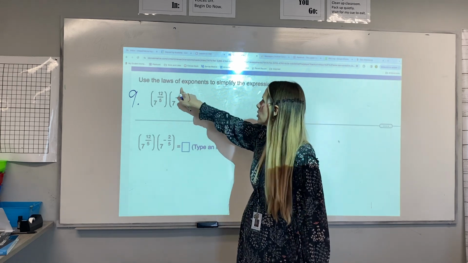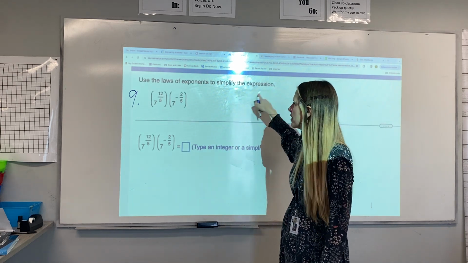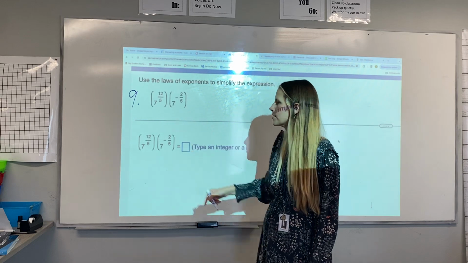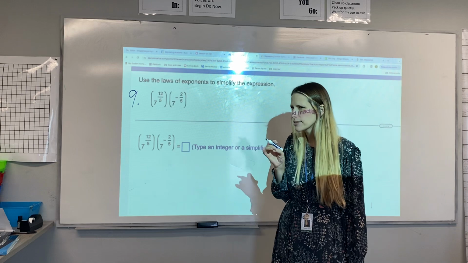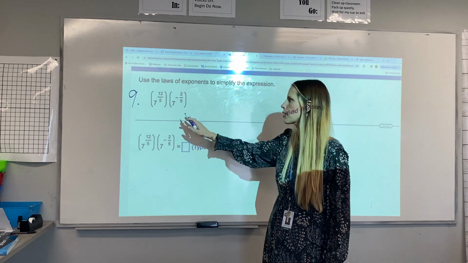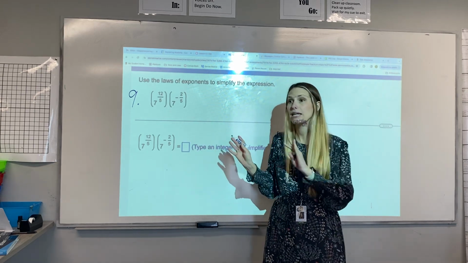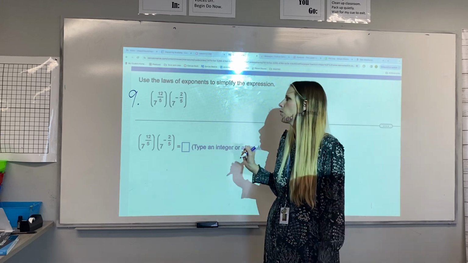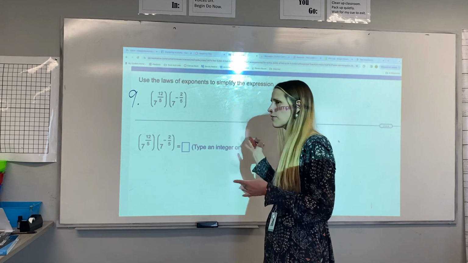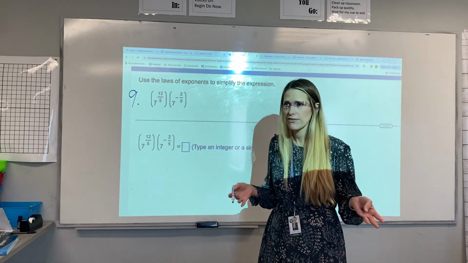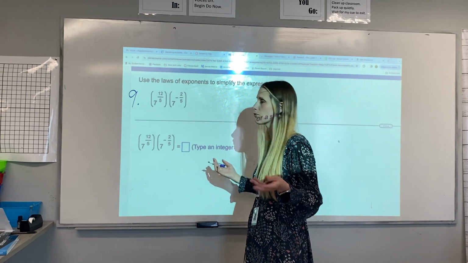All right, use the laws of exponents to simplify the expression. This is something that we have done before, and if you haven't had my class yet today, we are going to do more examples like this in the lesson. But it is something that we worked on with our properties of exponents. Sometimes they're called laws of exponents, sometimes they're called properties of exponents. I just call them the rules.